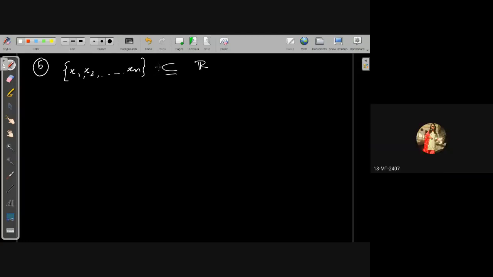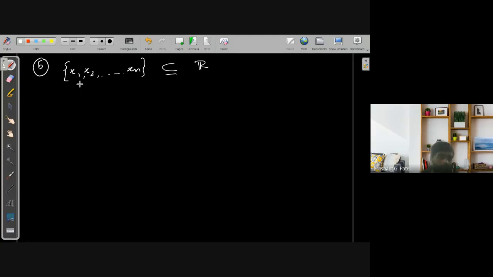Fifth example: suppose we have a finite set, let's say x1, x2, up to xn, as a subset of R with the usual metric. What can you say about this set? Will it be a closed set or not? Yes, sir, it will be closed. It is the same argument. As we did for the singleton element, the same argument can be given for each and every element here. So let's say this set is C. C is a closed set.